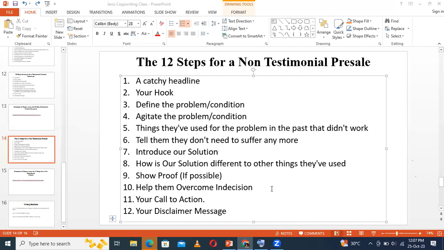What number are we now? Number 11, call to action button. Yeah, number 11. Good. Then the last part, your disclaimer. Don't forget your disclaimer. This is it.